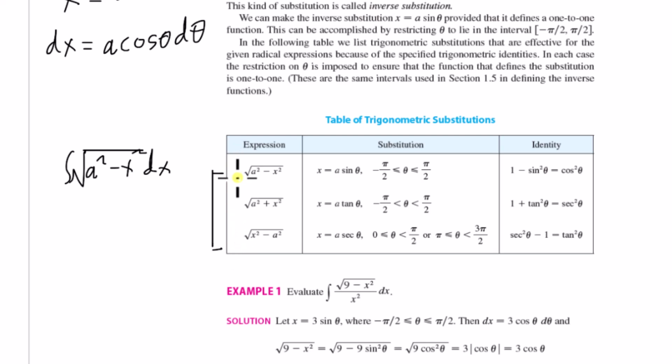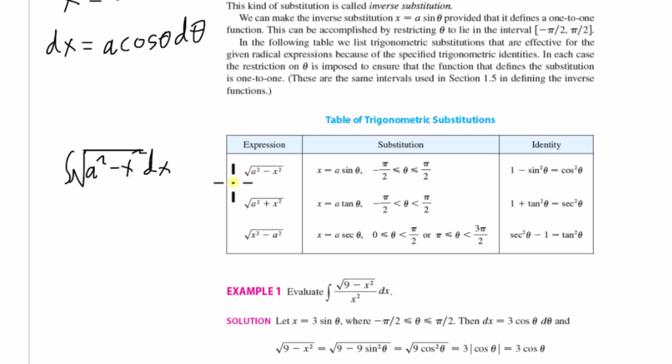But potentially there could be slight offshoots, in the sense that it might not be a square root, but it's always going to involve something like a squared minus x squared, a squared plus x squared, or x squared minus a squared, because that's what the trig substitution is doing. It's greatly simplifying that. That's the idea. So if you come across one of these three expressions, all right?